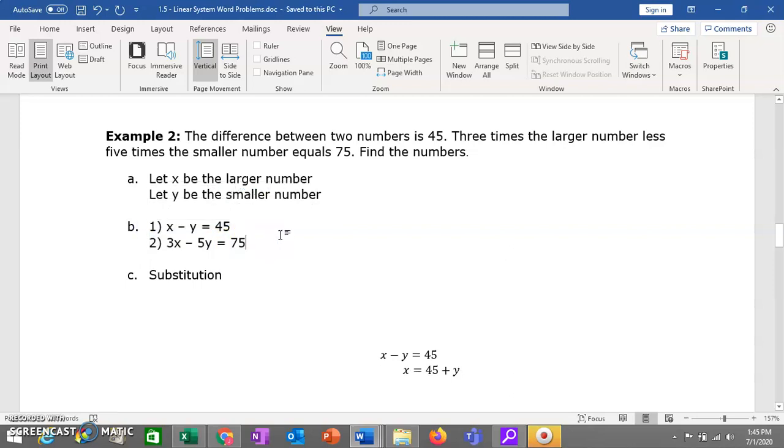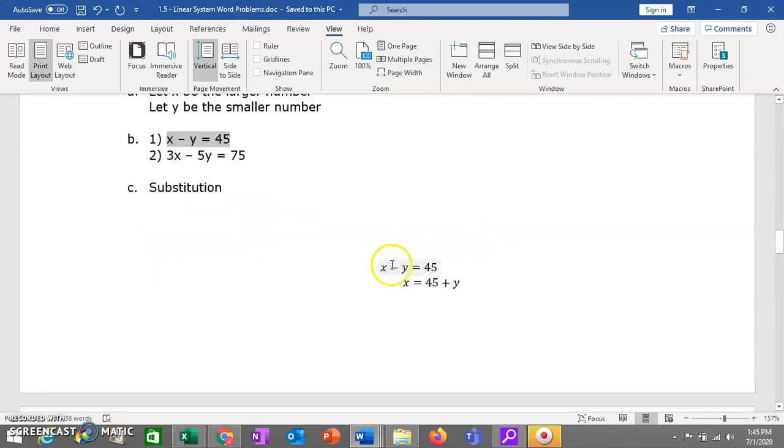It becomes just like a question that you've seen before. So again, I'm going to use substitution here because this really works out easily. I just got to bring the y to the other side, and I already have what x is. I can just substitute it. So x minus y equals 45. So I'll bring the y over. X equals 45 plus y.